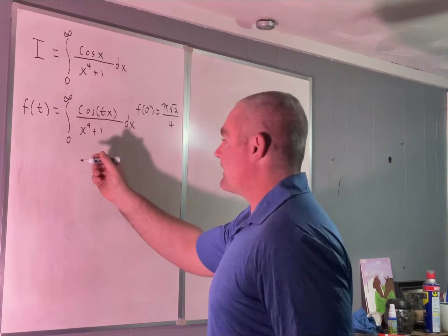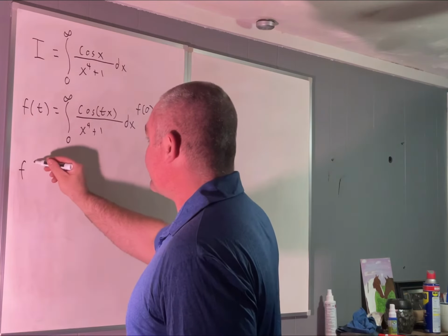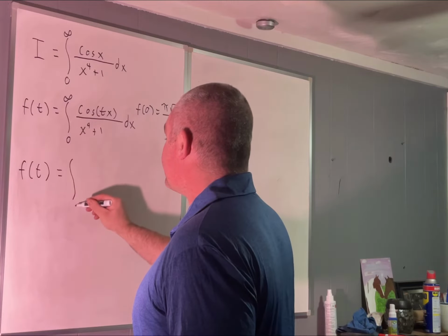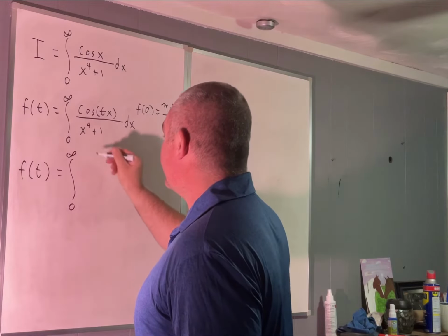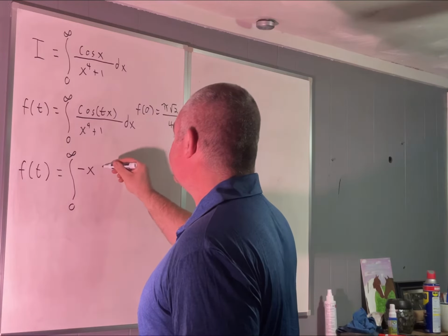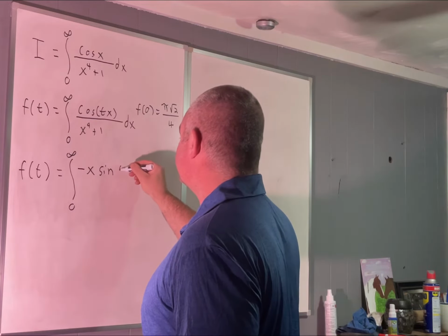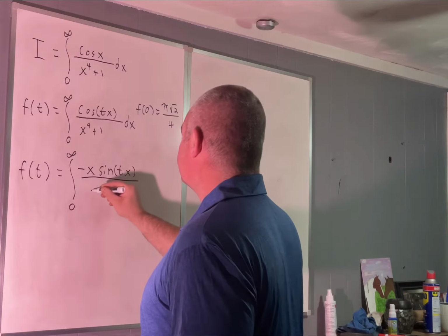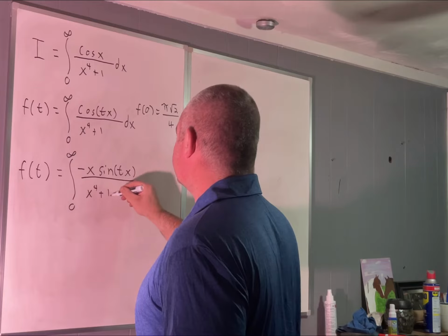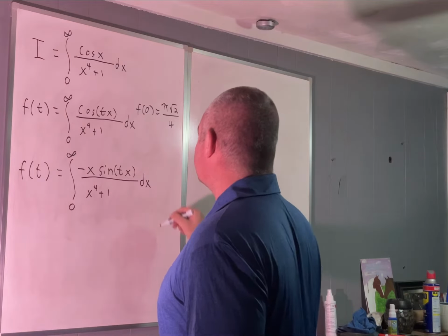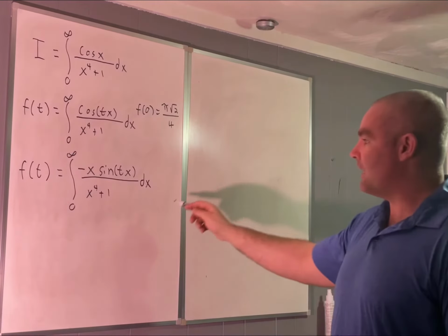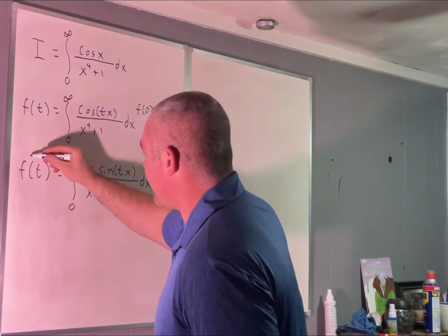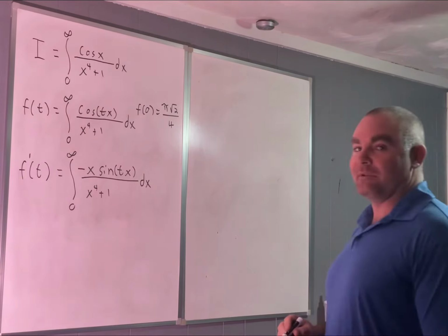All right, so the next step is we're just going to take a derivative with respect to t using the Leibniz rule for differentiation under the integral sign. And this is what you'll get. And it's pretty clear to see that if you evaluate f prime at 0, you'll get 0.